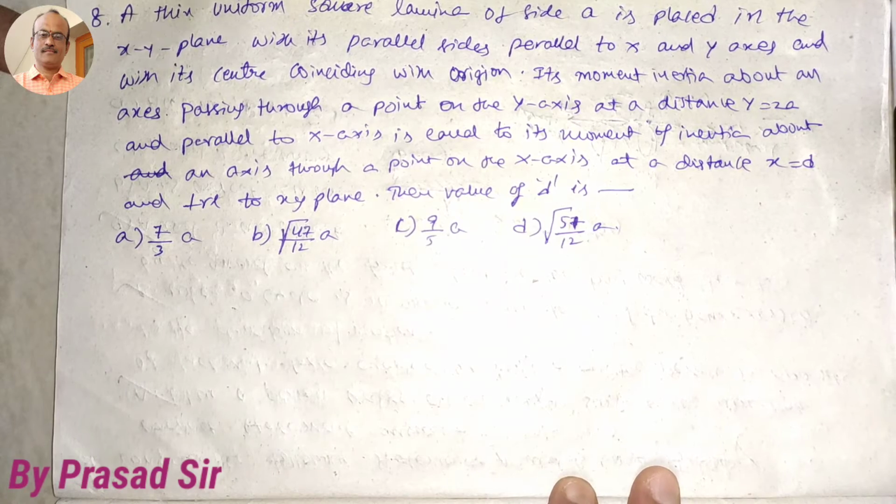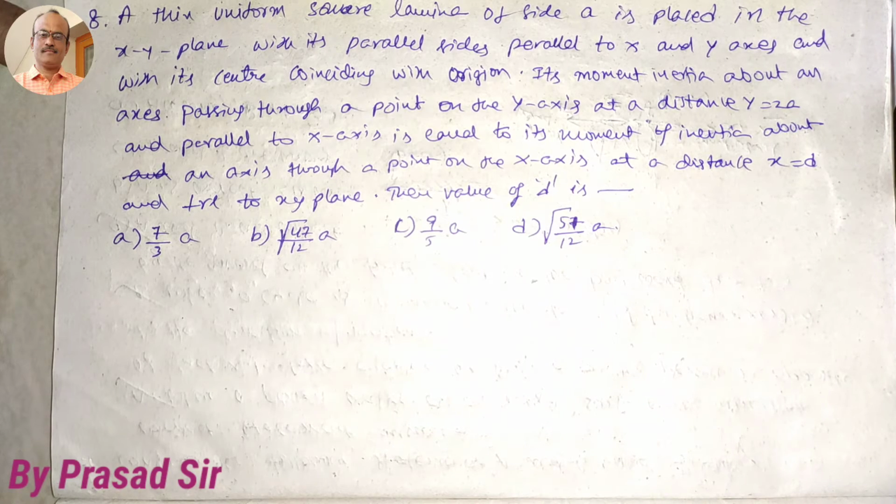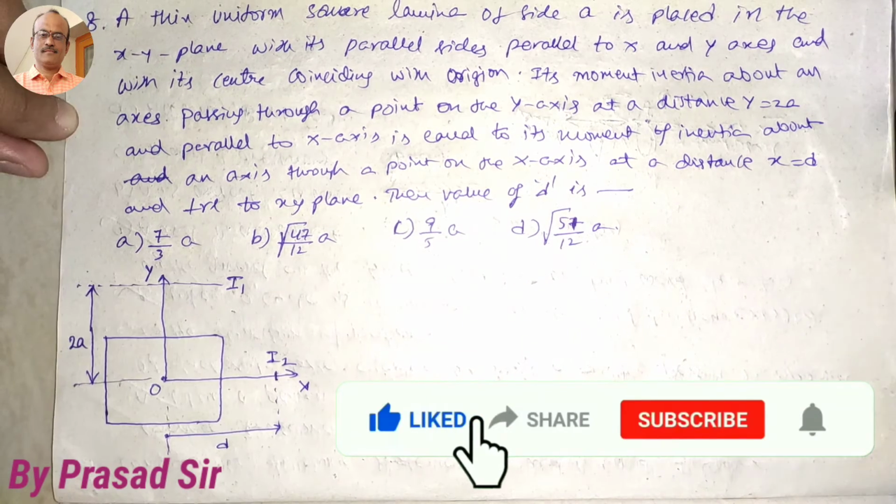Now the question number 8. A thin uniform square lamina of side a is placed in the XY plane with its parallel sides parallel to the X and Y axis and with its center coinciding with the origin. Its moment of inertia about an axis passing through the point on the Y axis at a distance of Y equal to 2a and parallel to the X axis is equal to its moment of inertia about an axis passing through the point on the Y axis at a distance X equal to d and perpendicular to the XY plane. Then the value of d is how much?